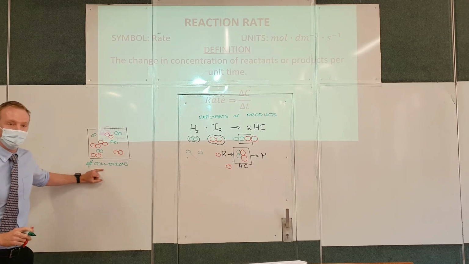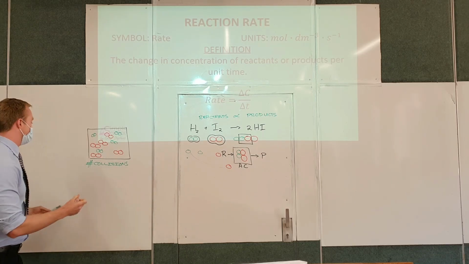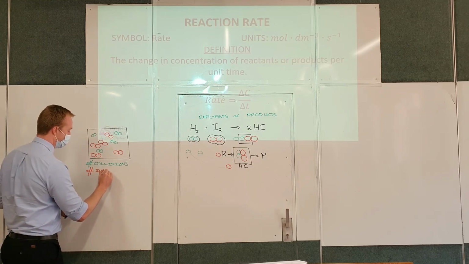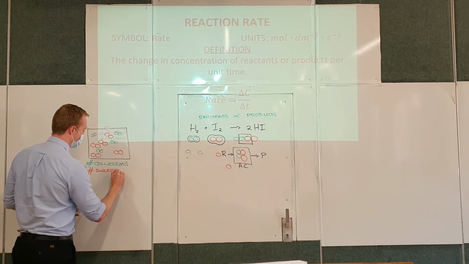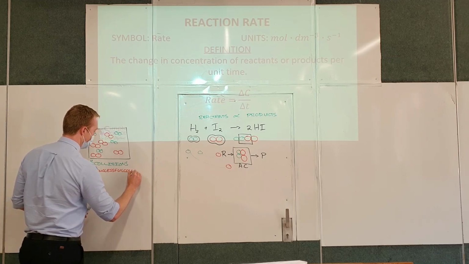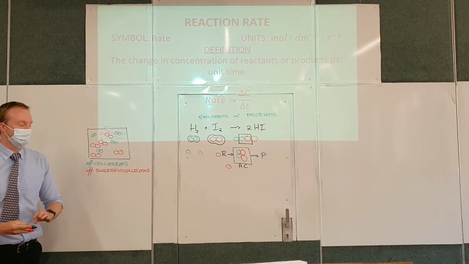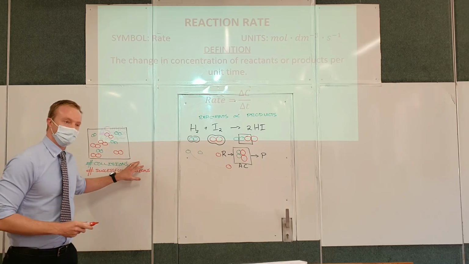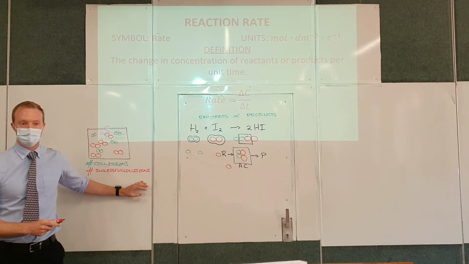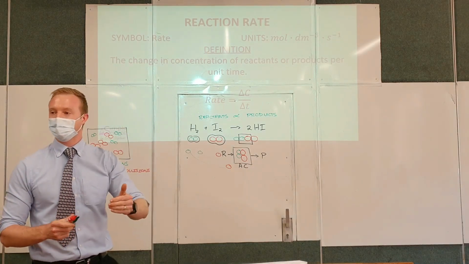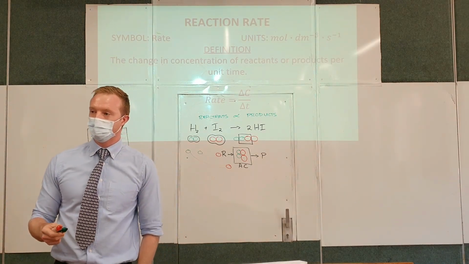Right, so the number of collisions, and then we're also going to be talking about the number of successful collisions. You need to understand that the number of collisions is far greater than the number of successful collisions. There are literally hundreds of thousands of collisions happening for every one successful collision.